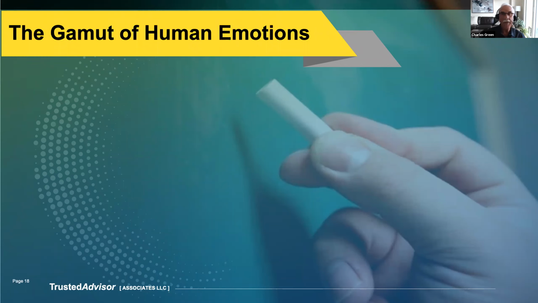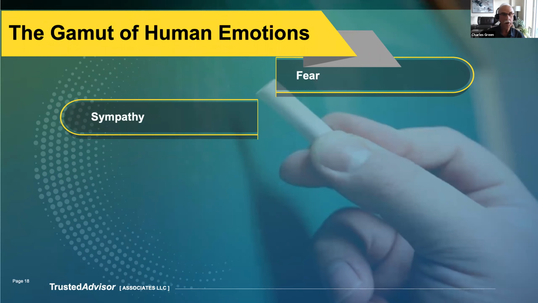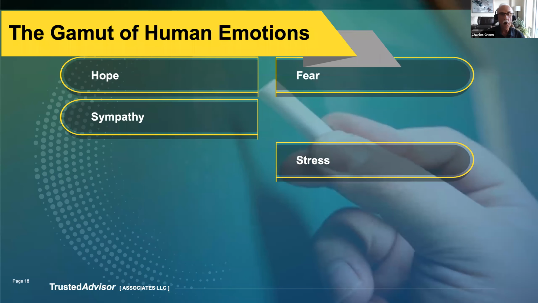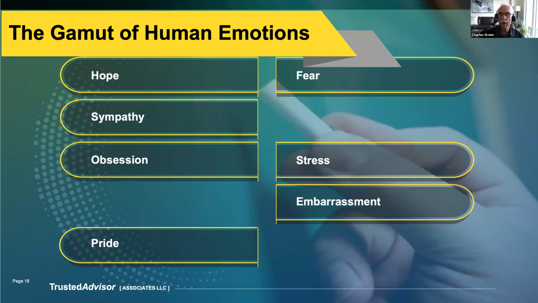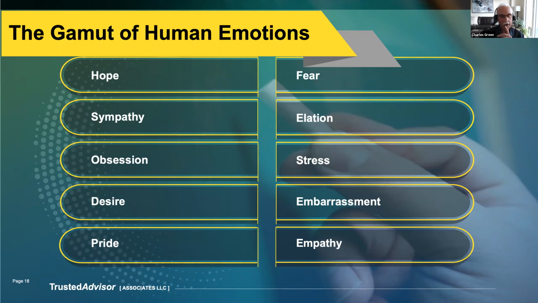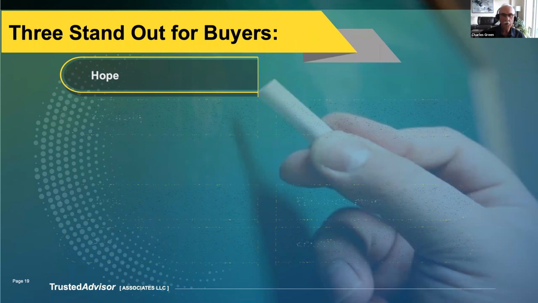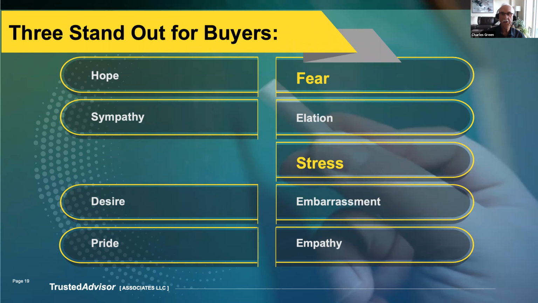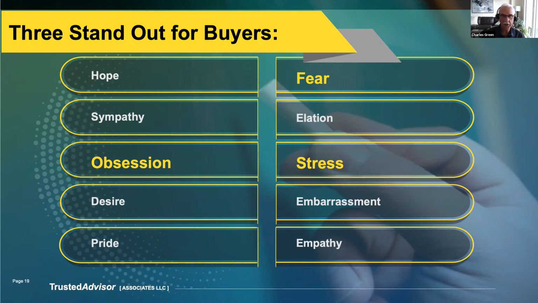They, like us, run the gamut of human emotions, just to name a few: fear, sympathy, stress, hope, embarrassment, pride, obsession, elation, desire, empathy. All these things pop up in the daily lives that we all live, inside work, outside work. And I think it's useful to focus on two or three of these in particular. When we talk about dealing with an irrational buyer, more than likely we're going to be dealing with fear, stress, and obsession. As I think about the panoply of emotions, these are the ones that stand out to me. The typical emotions that you're faced with when we talk about somebody as, quote, an irrational buyer.